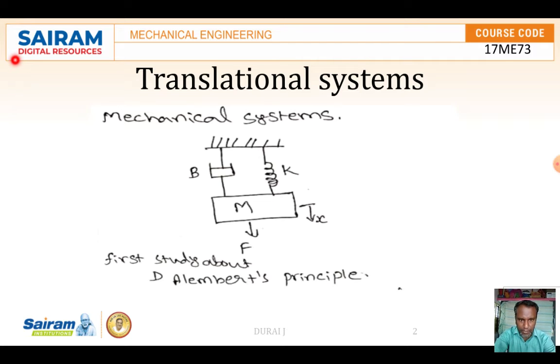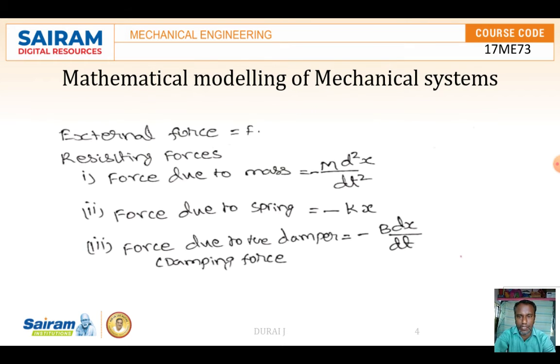Due to the force acting on the body mass m1, the displacement it causes is x. This we have already discussed in the basic elements, and we derived the formulas for mass, spring and damper in the last video. According to that, the force due to the mass is m d square x by dt square.